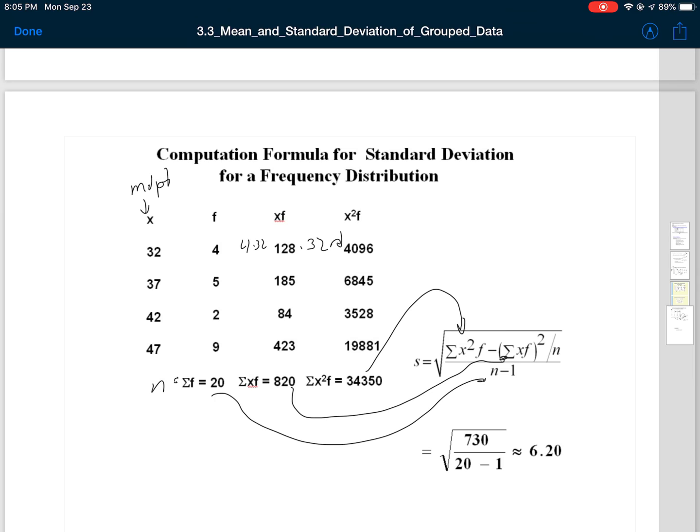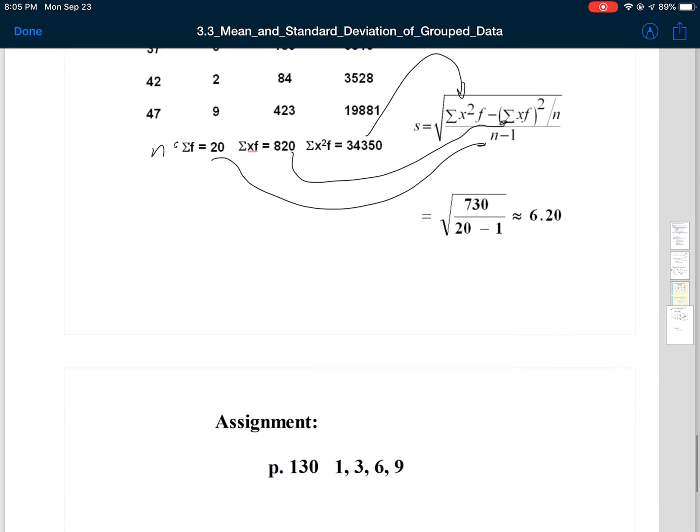And if you notice that 730 is the same number as it was before, divided by 19, take the square root, I still get 6.2. So it's just a matter of which formula you want to go about and use.